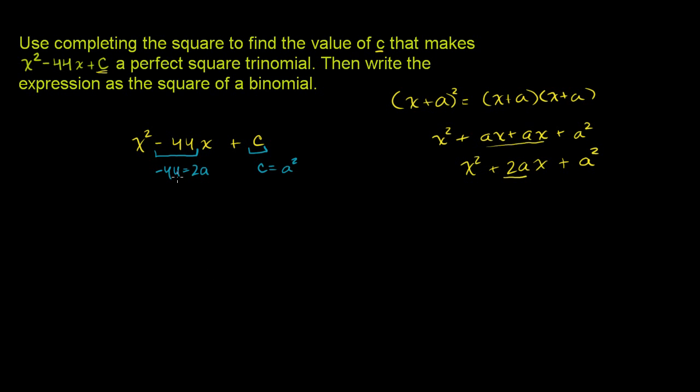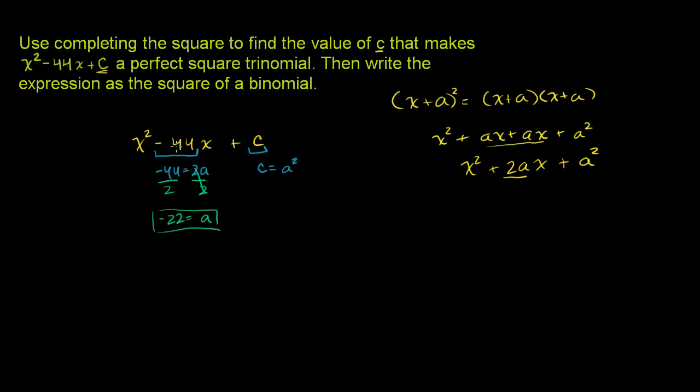If we know negative 44 is 2a, we can divide both sides by 2. And we know that negative 22 has got to be equal to a. A is half of the coefficient right here. It's half of negative 44. And whenever you complete the square, it's always going to be half of the coefficient right here.